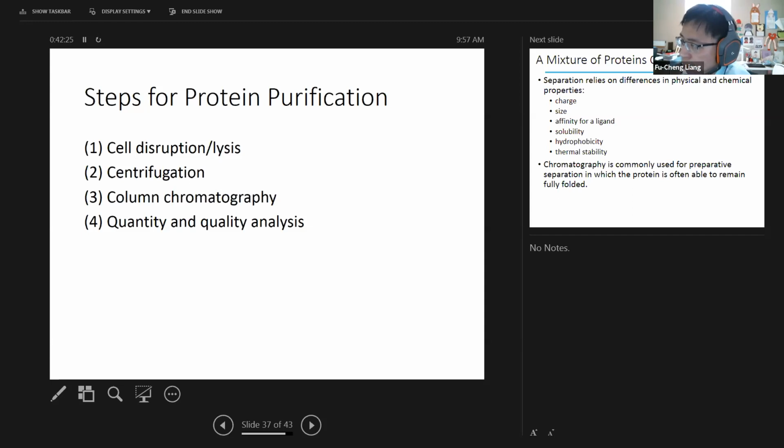So protein purification usually involves cell disruption, lysing the cell, and then once the cell lyses, you can use centrifugation to remove the unbroken cells. Then you can do some column chromatography, and in the end, do some quantity and quality analysis on that. But today, I'm not going to talk about everything. I'm going to talk about column chromatography, all right? This usually is the most interesting one, how to purify the protein.